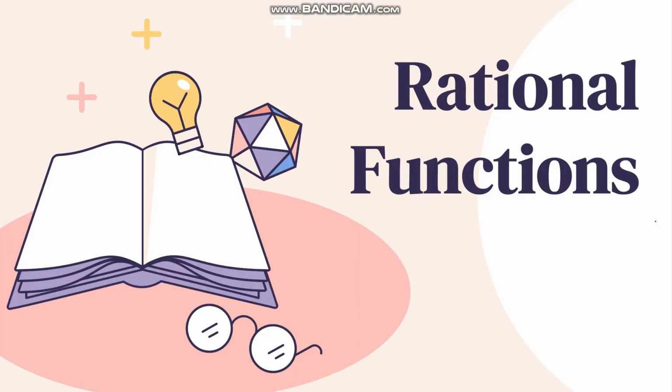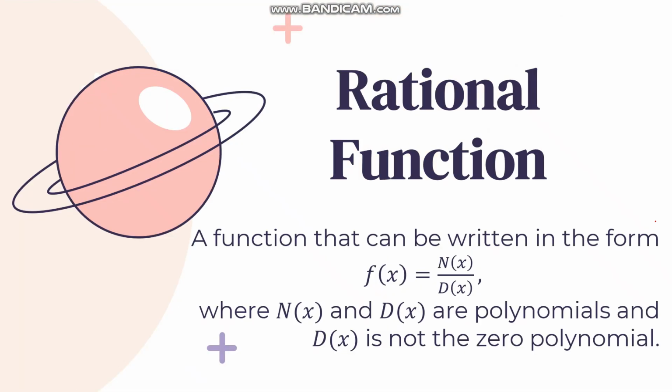For today's lesson, we will be discussing rational functions. So let's first define what a rational function is. A rational function can be written in the form f of x equals n of x over d of x, where n of x and d of x are polynomials and d of x is not the zero polynomial.